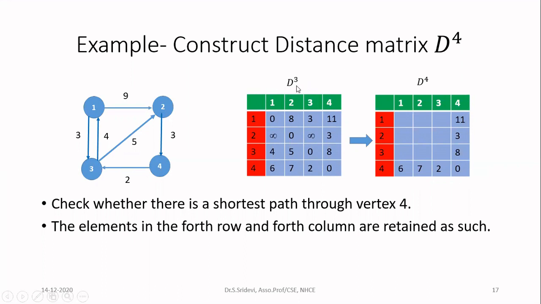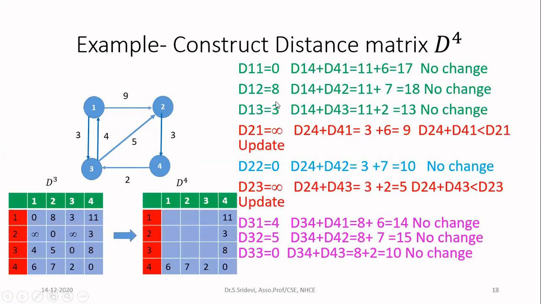Why I'm considering D3 here is that now I'm going to construct D4, so I have to consider the previous matrix. So I am considering D3 in the fourth row and fourth column. I'm simply copying the values from D3. Now again, I have 9 remaining cells. For these 9 remaining cells, I need to compute whether there is a shortest path due to the addition of the vertex 4. So now let us go and find those values.